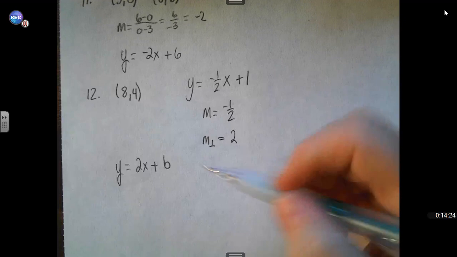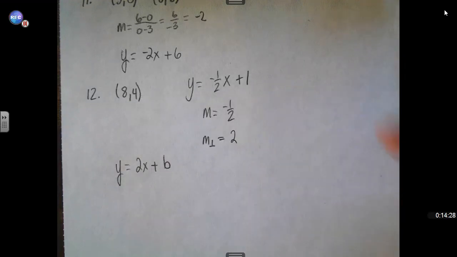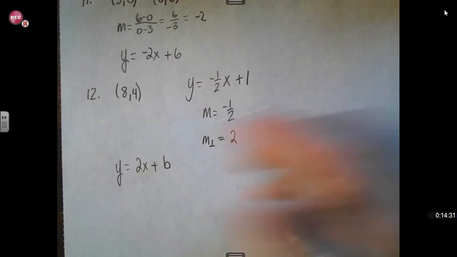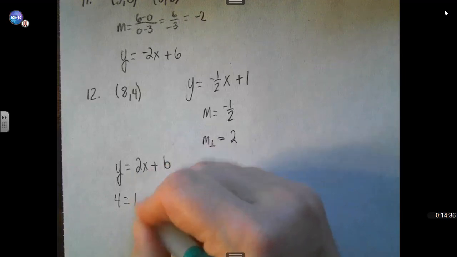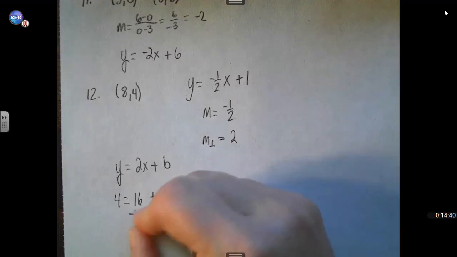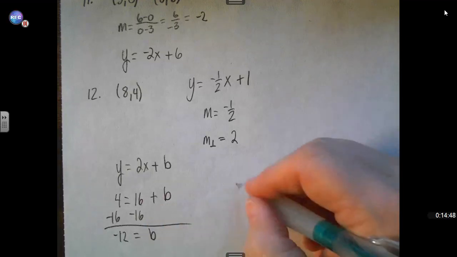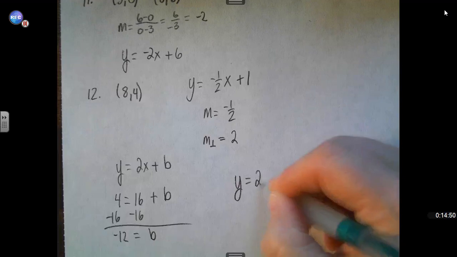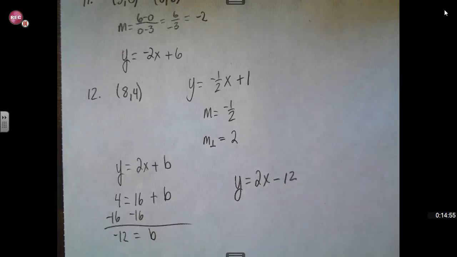And then we're going to plug in this point, 8, 4, to find b. So I'm going to plug in 4 for y. And 2 times 8 is 16 for that value. And I'm going to subtract 16 from both sides. I get negative 12 equals b. So my answer is y equals 2x minus 12. Okay.